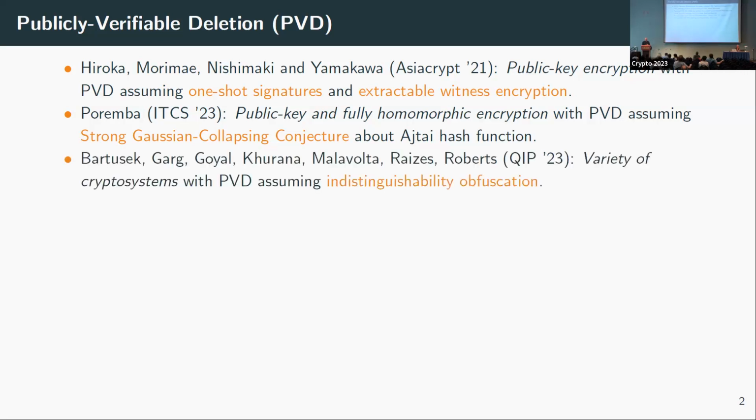The next paper that addressed this problem of how to construct PVD is this work of Bartosek et al., which constructed it using IO for a variety of crypto systems. But it seems that all of these papers fail at actually constructing PVD under standard assumptions. So what's going on? This is exactly where our work comes in, and we try to construct crypto systems with PVD under standard assumptions. So how do we do it?